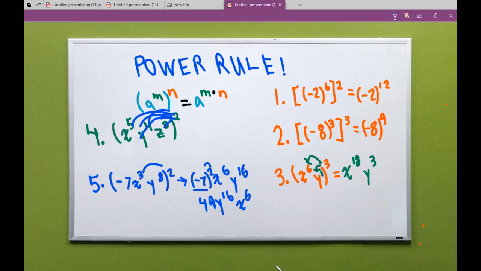Okay, so this next problem, we have to make room for it, so try it on your own. We have negative, in parentheses, 6 times x squared to the 8th power and times y to the 8th power squared, and try this on your own.